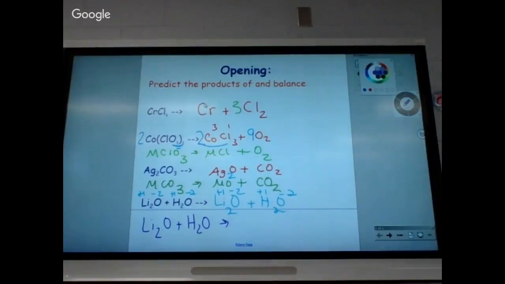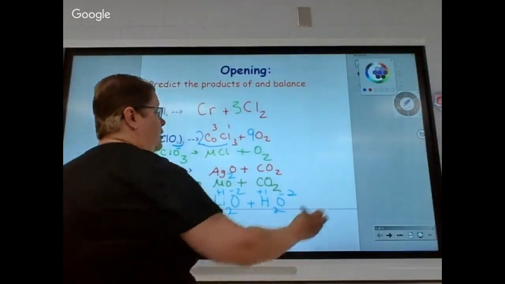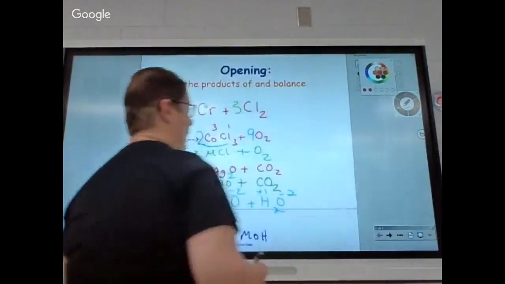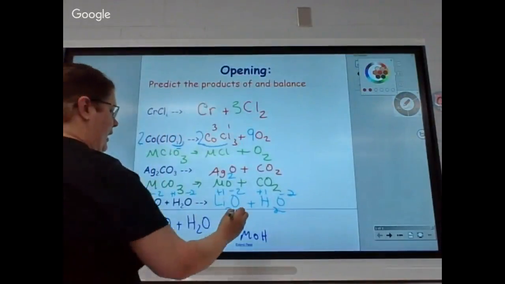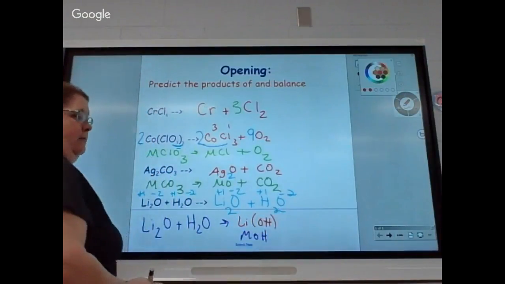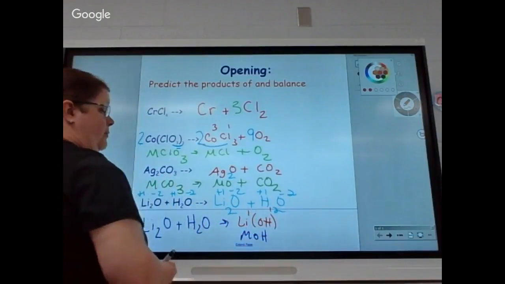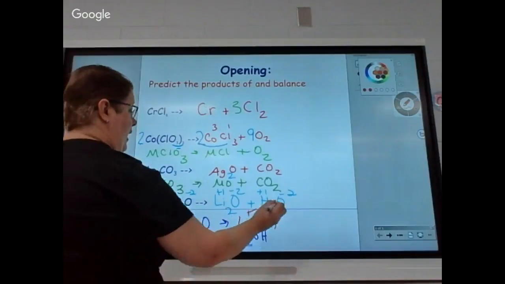Metal oxide. Metal oxide plus water. And what do we get when we put a metal oxide plus water? You get a base. What did we write down on our sheet for a base yesterday or Friday? MOH. So we're going to get MOH. So what am I going to put for M? Li with OH. Li has what? A 1. OH has a 1. What happens to the 1s? They cancel out. So they're gone.